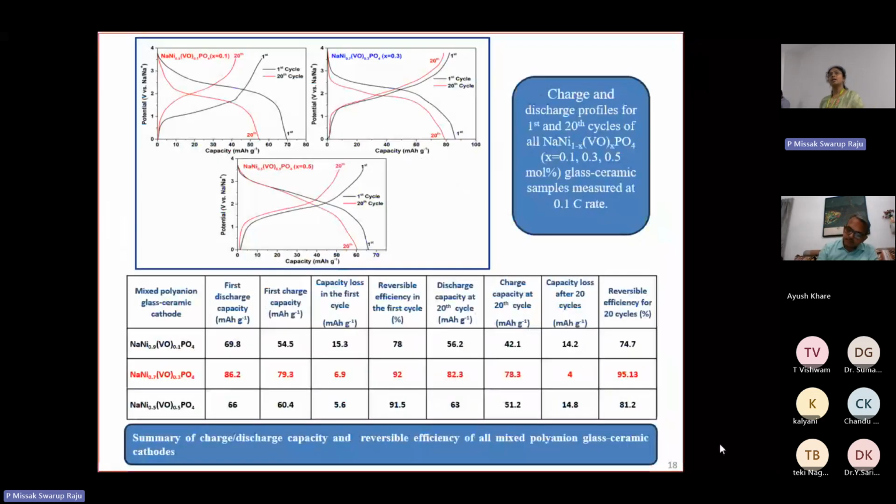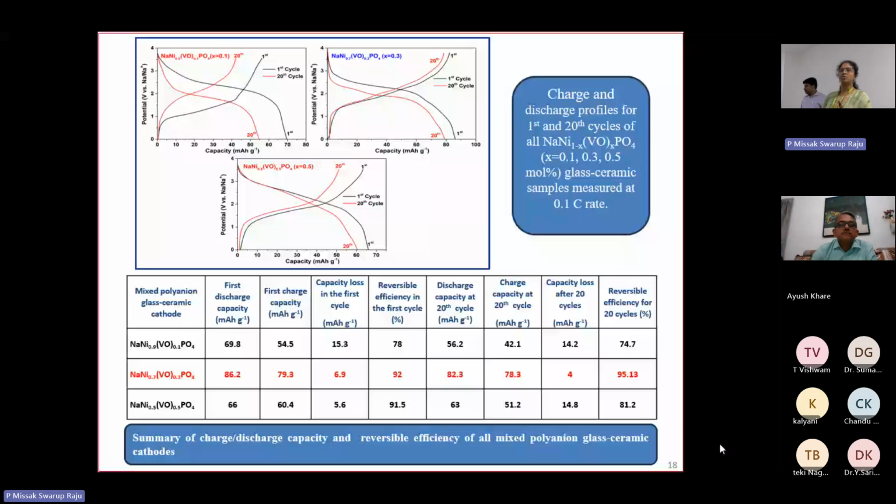The next one is the charging and discharging values. Here are the charging and discharging values for the first and 20th cycles of the three samples at 0.10. In figure 1, X equal to 0.1 mole%. The discharge value and the charge value are also measured in this table. From this, I measured the capacity losses in the first cycle and in 20 cycles. Using this capacity value, I calculated the reversible efficiency in the first cycle and in 20 cycles.